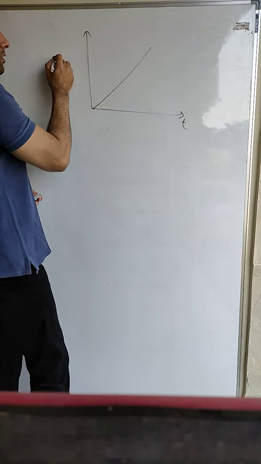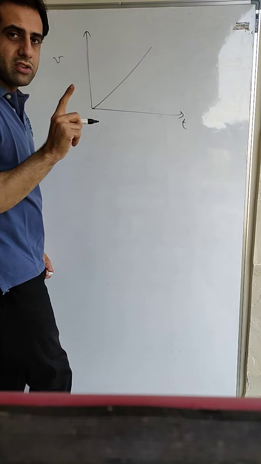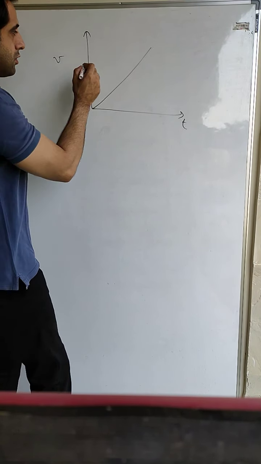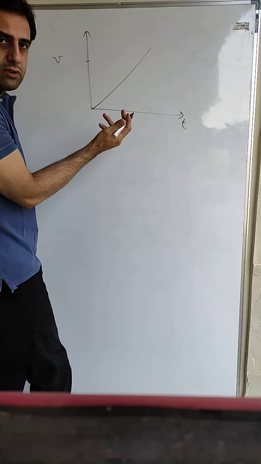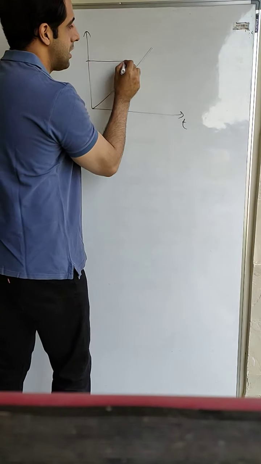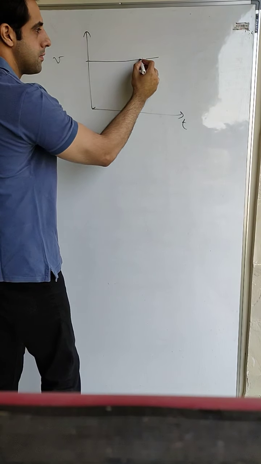What if this is velocity? For a uniform motion, the velocity remains to be constant. That is, the value of velocity will not change with time. So if the value of velocity was this initially and it does not change with time, then what will be the shape of this graph? It will be a straight line, horizontal to the x-axis.